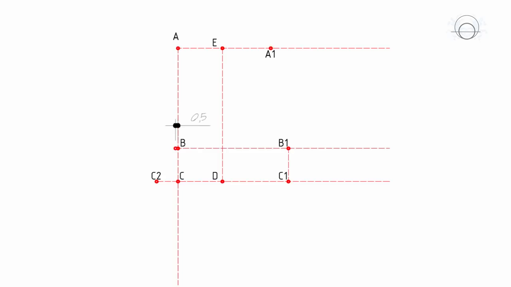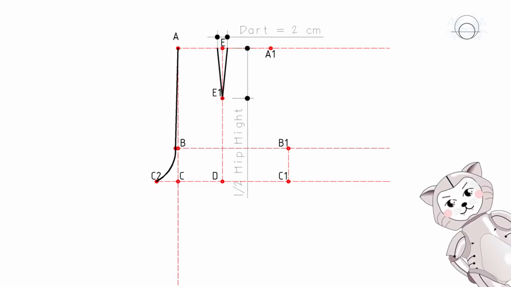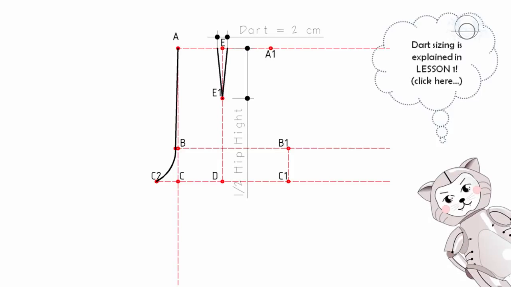From point B, move horizontally by 0.5 centimeters as indicated. Connect the new point with C2 and point A in curve as shown on the diagram. At point E, set the 2 centimeters dart, go down vertically measuring 1/2 of your hip height, marking the end point with E1. This is your dart point. Draft the EE1 dart as indicated.